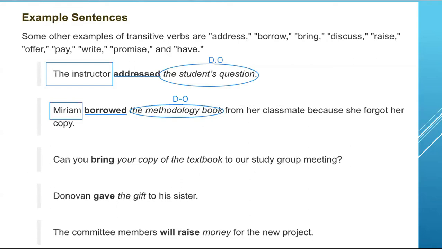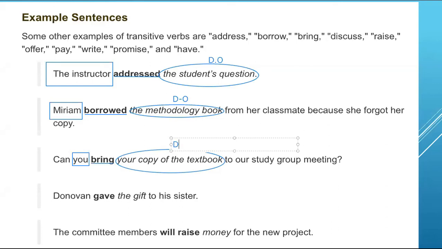Number three, Yolani. Subject. You, exactly. Because it's a question, so we differ in our subject. You. Verb. Bring. Do we have a direct object in this sentence? Yes. The DO is your copy of the textbook. Exactly. So that will be our direct object.